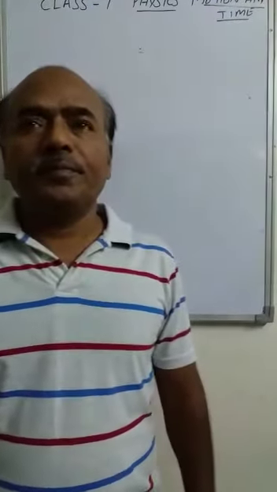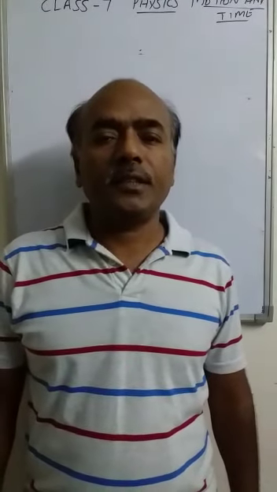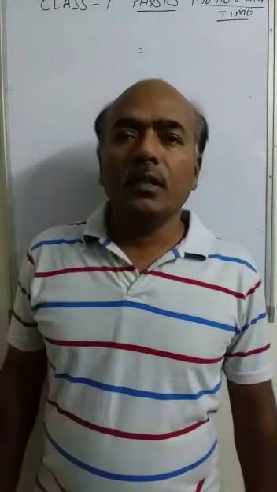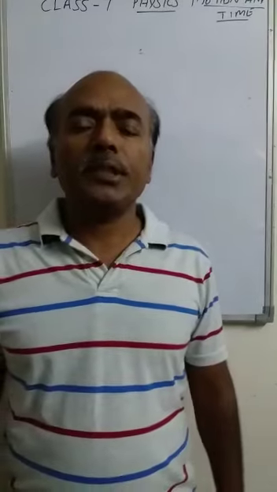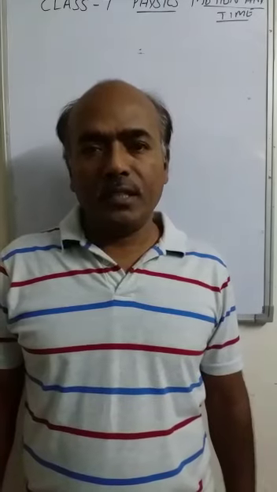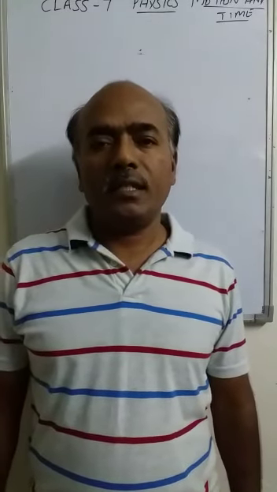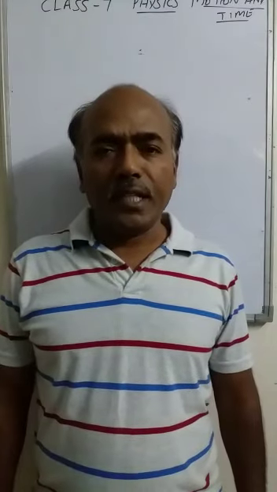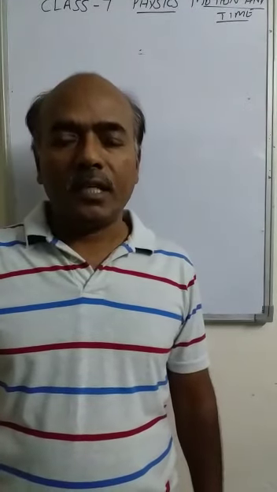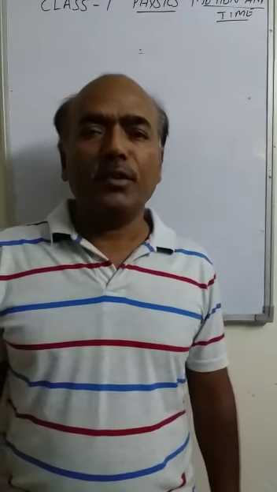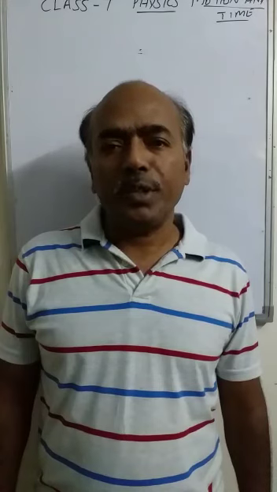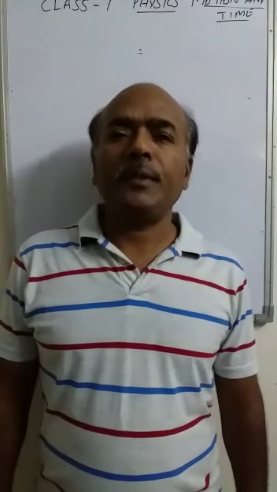Good morning, children. Once again, we start the same chapter, Motion and Time, in which we were talking about the types of speed. The speed of an object tells about how fast it moves. In that, we listed out four types of speed. They are uniform speed, non-uniform speed, average speed, and instantaneous speed. These are the four types of speed.